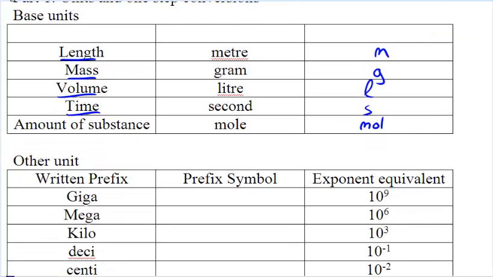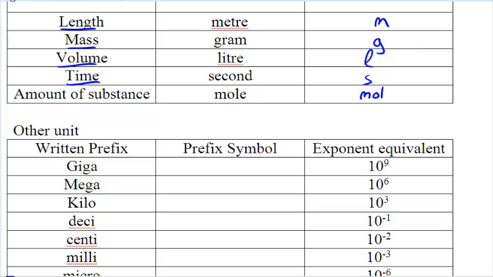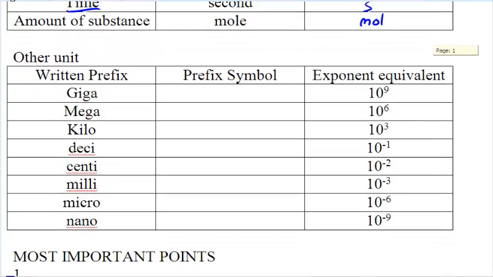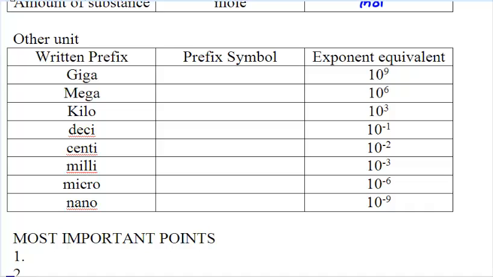So what we call these things are the base units. These are the standard unit that we're going to be referring to, but we can change each of them by adding a prefix. And we'll scroll down here so you can see all the different prefixes. Each prefix represents a certain equivalent in terms of exponent.